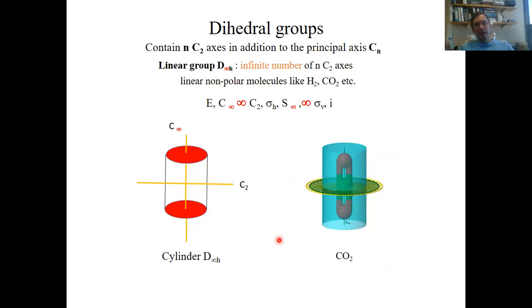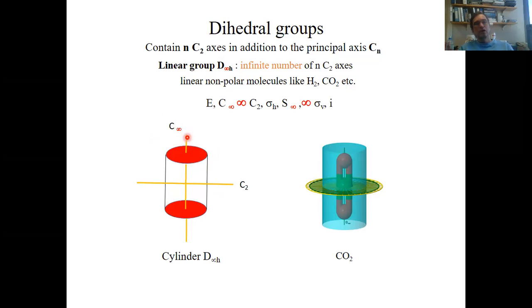Now, a special case is the linear point group D-infinity-h. In this case, we have a prism that has an infinite number of corners. And a prism with an infinite number of corners, vertices, becomes a cone.